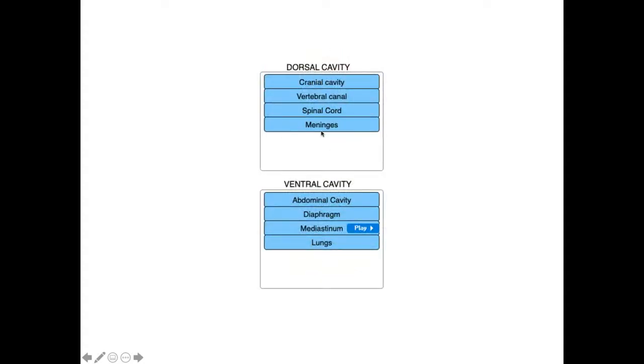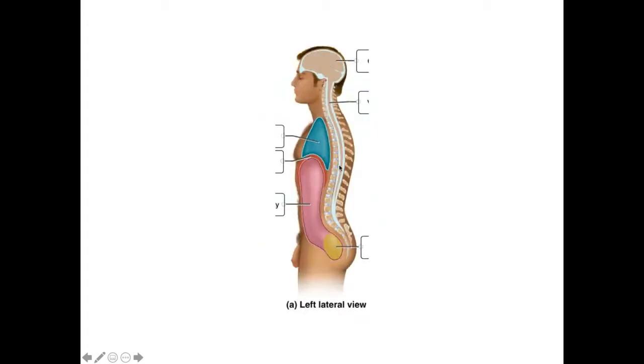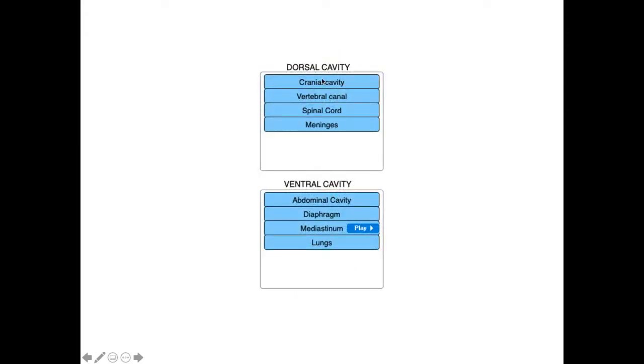So if they were to do a click and drag for dorsal cavity and ventral cavity, again, dorsal cavity here, ventral cavity in here. Then in the dorsal cavity is the cranial cavity, the vertebral canal, and the spinal cord, and the meninges protect the spinal cord. So all these are linked together. In the ventral cavity, we have the abdominal cavity, the diaphragm, the lungs, and the mediastinum.